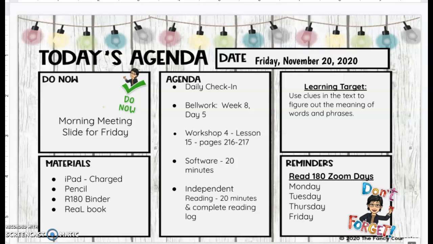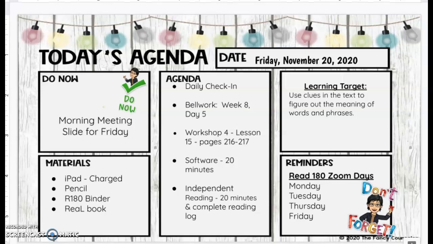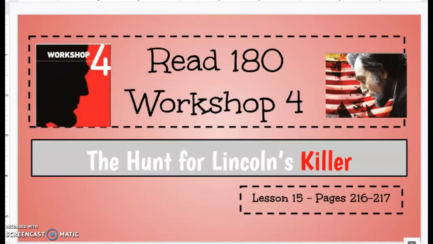All right, so what I'd like you to do now, make sure you have page 216 and 217 open in your real book. Today's learning target is using clues in the text to figure out the meaning of words and phrases. So we'll move on to our next slide here. And you'll notice it's lesson 15, pages 216, 217.